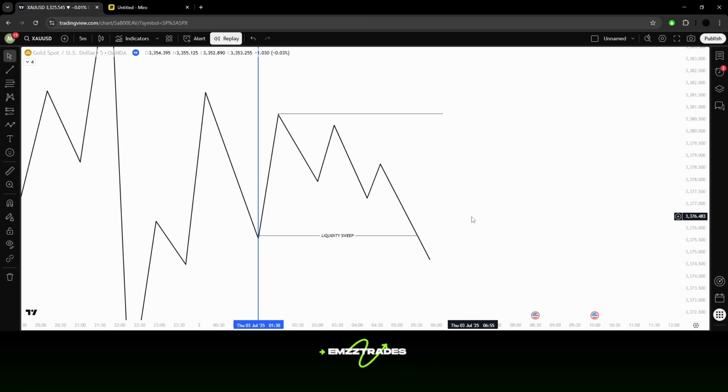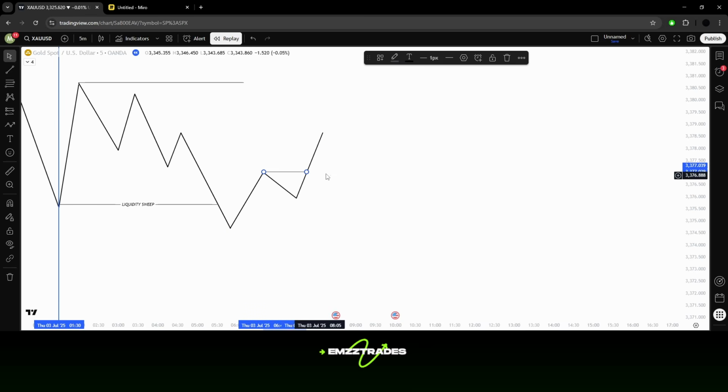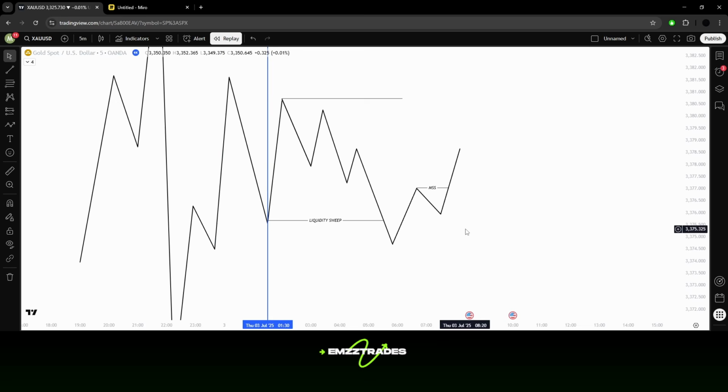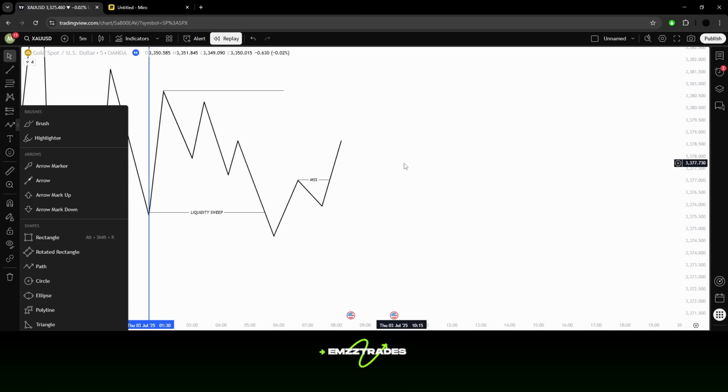And once we get the liquidity sweep, all we've got to do from now on is wait for price to go back up into the area, giving us a market structure shift, right? So as you can see right there, this would be a market structure shift. And as soon as we get the market structure shift, all we've got to do from here on out is identify the fair value gap and then enter.